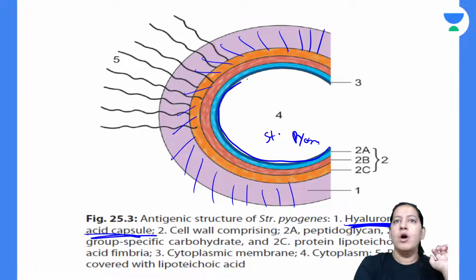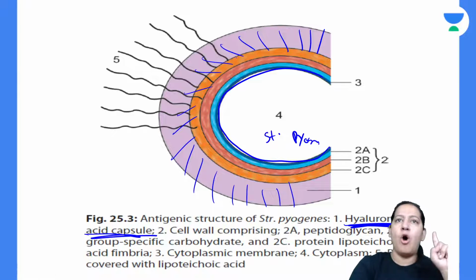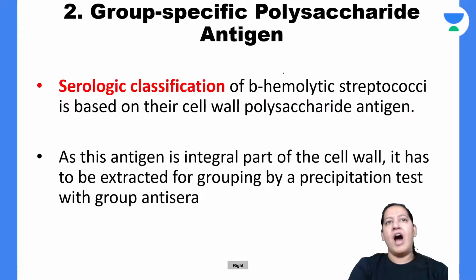This is the cell membrane. And between them is the cell wall. The cell wall has three components. Can you see the orange, red, and blue? Orange one, red one, and blue one. So innermost is the peptidoglycan layer. After that, you have group C antigen in the cell wall.